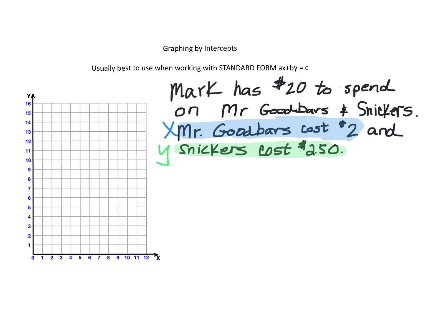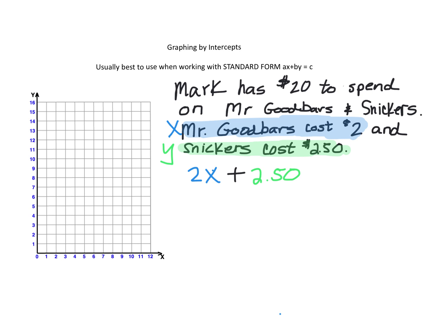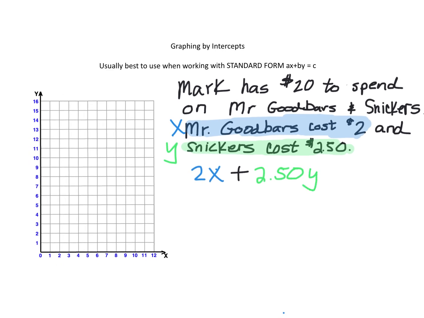So, because Mr. Goodbars cost $2 a piece, that's going to be 2x, plus Snickers cost $2.50, and then the total that this kid has to spend is going to be 20. So that is where all the pieces of my equation came from.